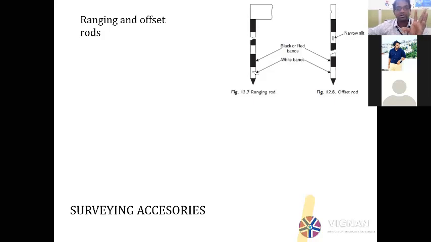The difference between a ranging rod and an offset rod is that we have a flat to it for a ranging rod, whereas in an offset rod we have a small slit where the follower can see the other offset rod or the ranging rod, right? Why it is there, what the purpose of it is, and how we will use it, we'll see in the next lesson. These are the small accessories which I would like to mention.